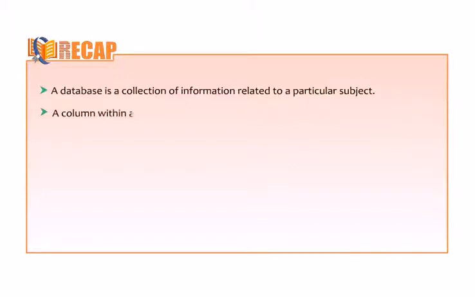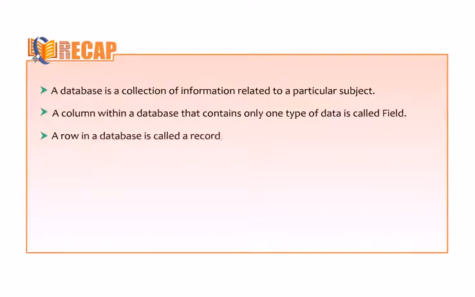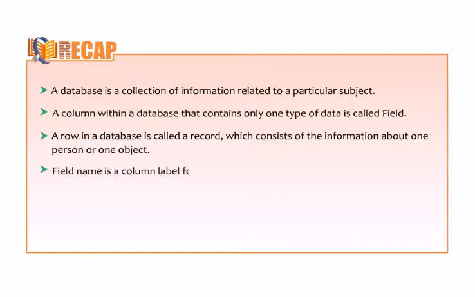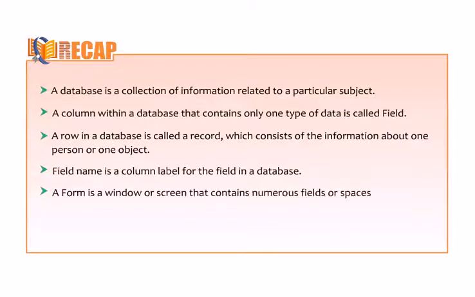Let us quickly glance through the key points discussed in this chapter. A database is a collection of information related to a particular subject. A column within a database that contains only one type of data is called field. A row in a database is called a record, which consists of the information about one person or one object. Field name is a column label for the field in a database. A form is a window or screen that contains numerous fields or spaces to enter, modify, and view one record at a time.